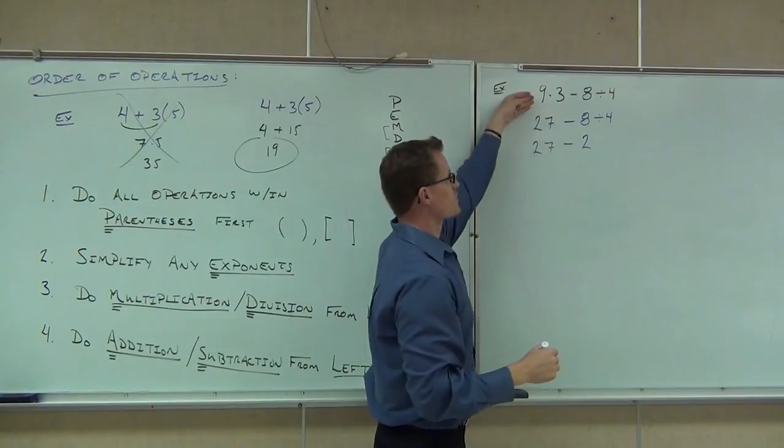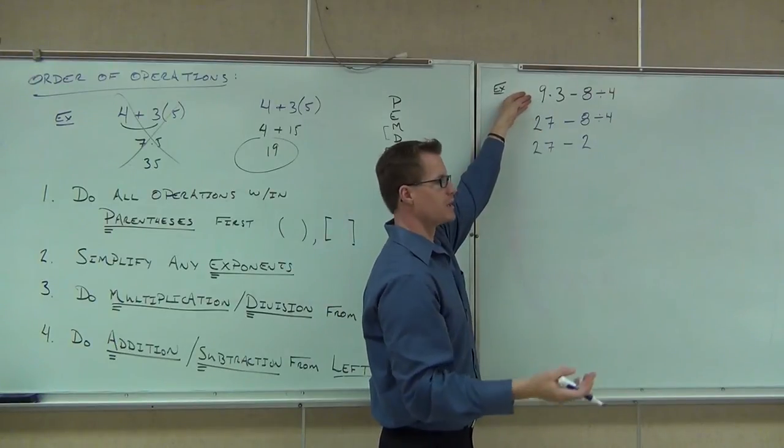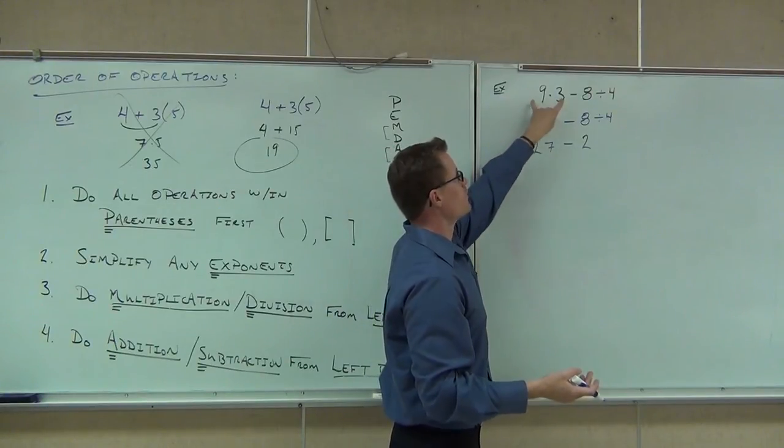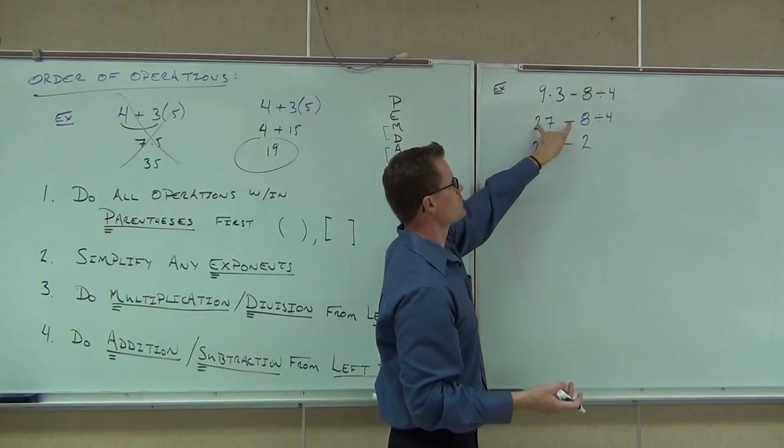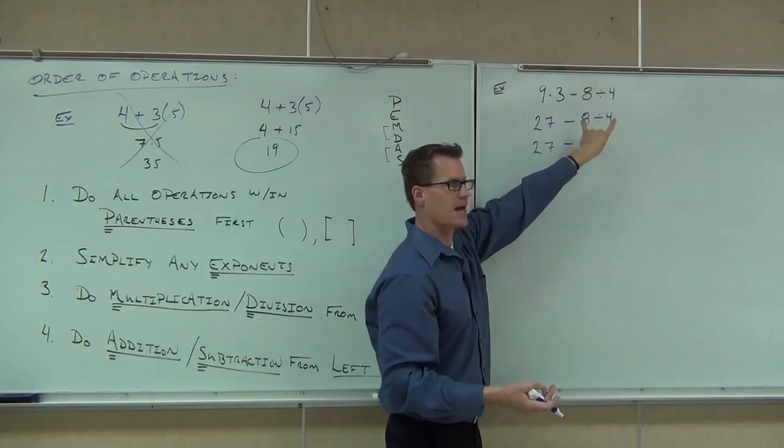2. So we've checked for parentheses, there were none. We've checked for exponents, there were none. We had some multiplication and division. Multiplication came first, we did it first. Then we moved on: multiplication, no; division, no. Oh, division, yes. We did that little piece of it.